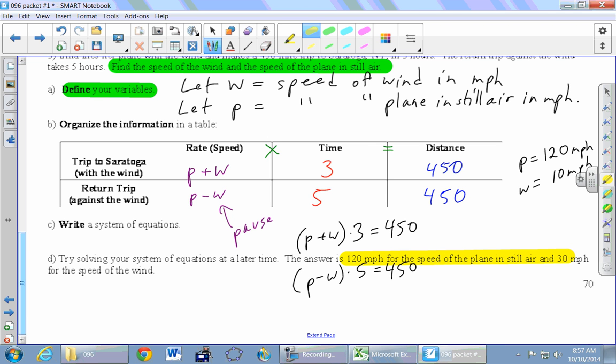Turns out to be 120. Oh, did I make up that 120? Oh, I did. There you go. 120 happened to be the right number. And the speed of the wind was 30, right? But you can check that later.